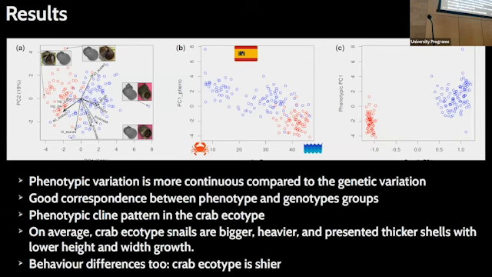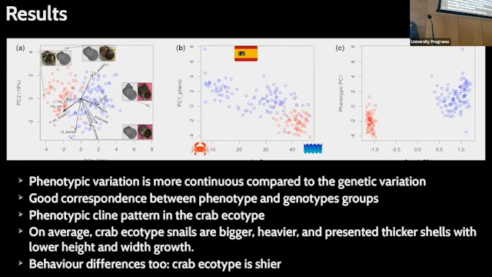But generally speaking, this is only Spain, as the flag shows. Generally speaking, you see that the phenotypic pattern is way more continuous than the genetic one. So we don't have those two clear clusters as we had in the genetic analysis, but we can still clearly see a difference between the two ecotypes in that PCA.